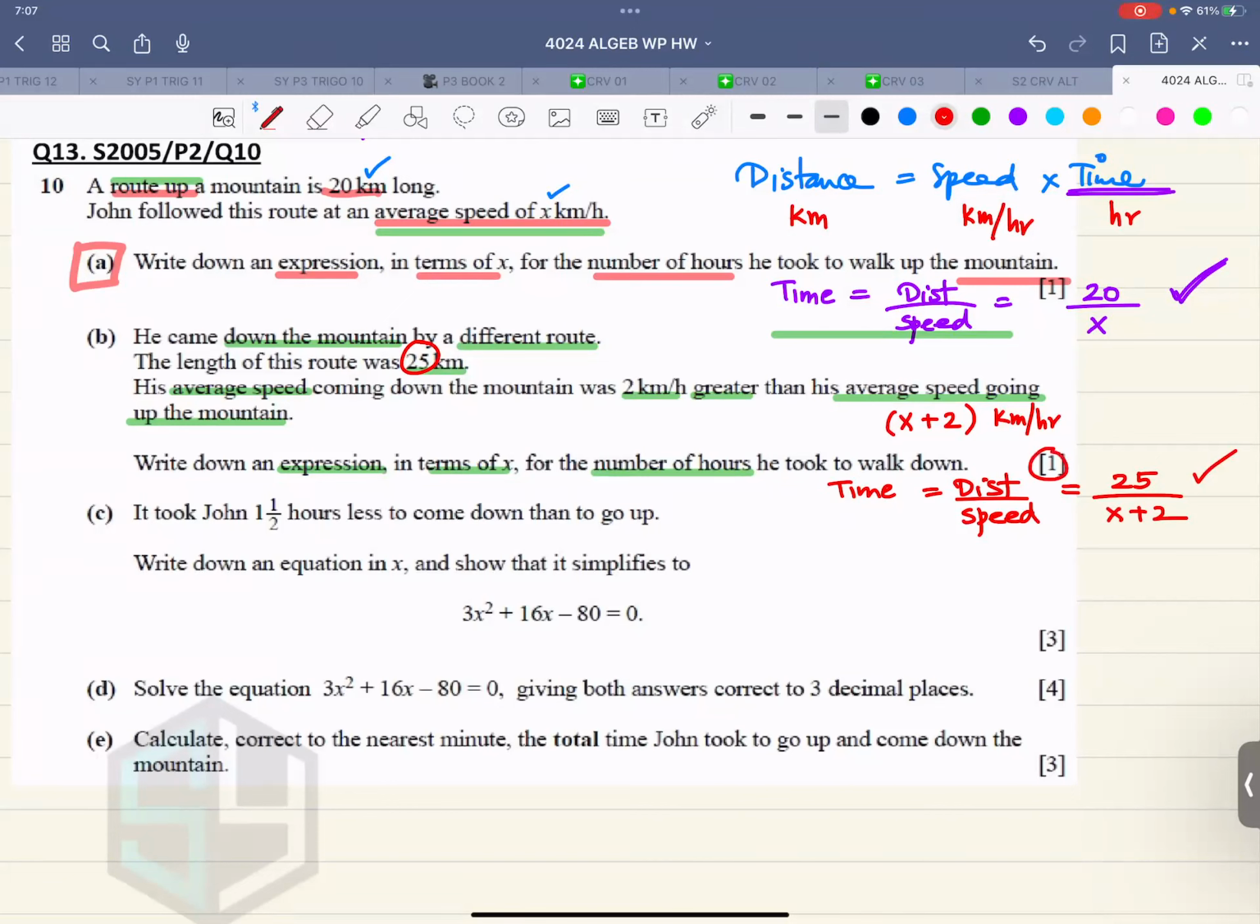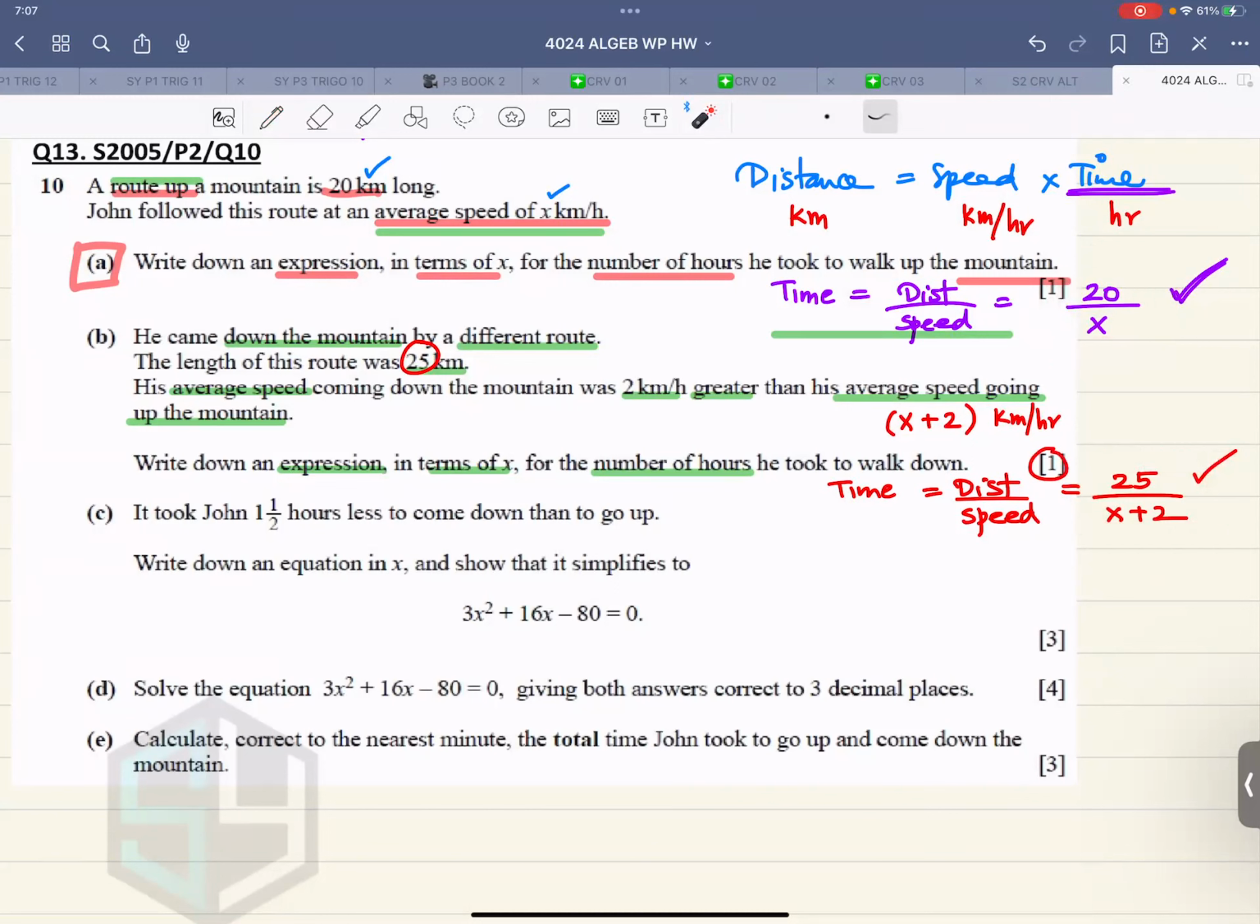Now keep in mind, there are no half marks in CAIE or Excel O-level math. So this is what you are getting. Either you are getting the mark or you are not getting the mark. So one mark for this, one mark for this. That's how you earn marks. Now, let's look at the next part.